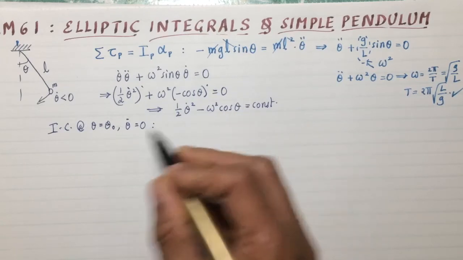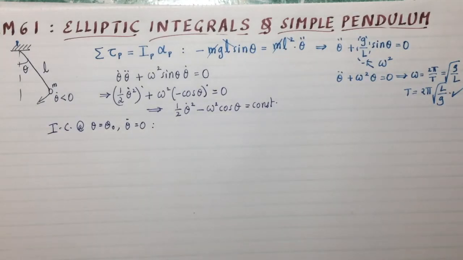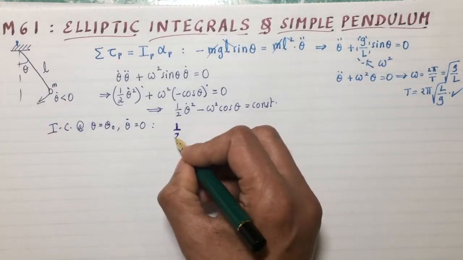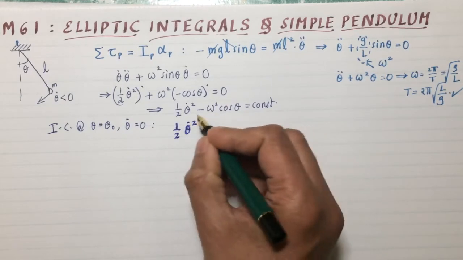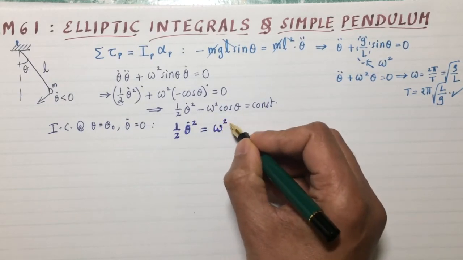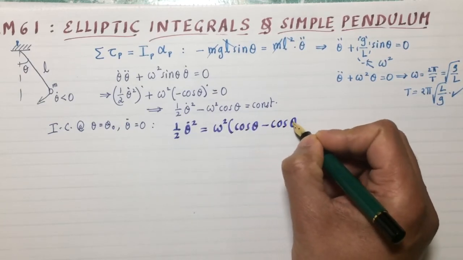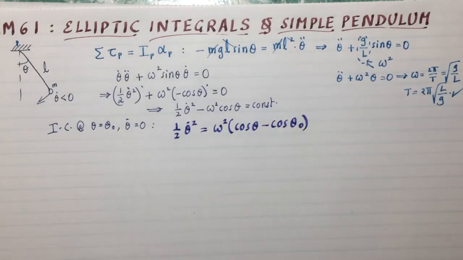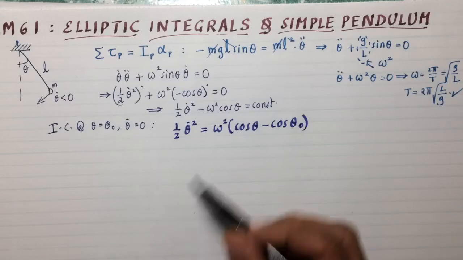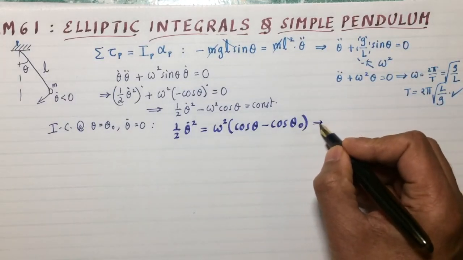So that gives me the full expression. Let me write that down. 1/2 theta dot squared, I can bring this over the other side. So I get omega squared times cosine theta minus cosine theta naught. So I can solve for theta dot. As a matter of fact, I'll get two solutions because theta dot squared is given. So theta dot will be plus or minus of this thing.